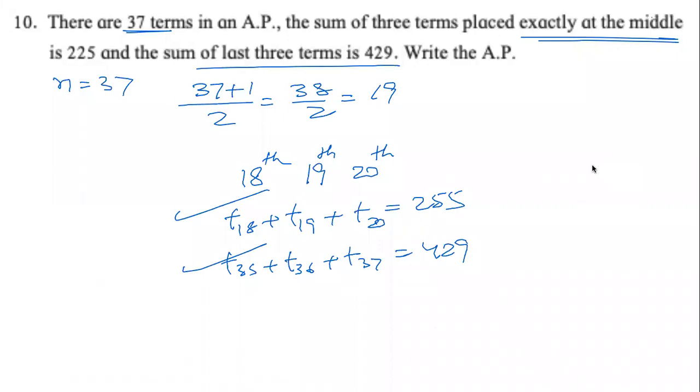We find the middle term by adding 1 to 37 and dividing it by 2. We get 19. So when we find the middle term, we can also find the two other middle terms, which will be on its sides, one on the left and one on the right. And using the information given in the question, we can form equations and solve for A and D.